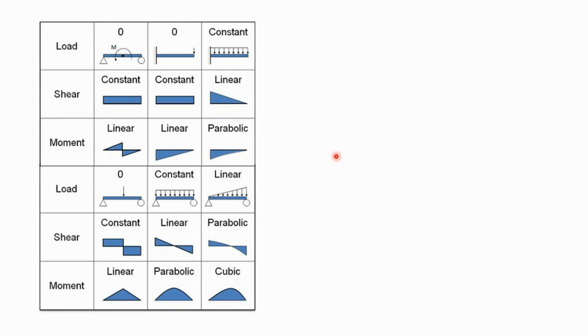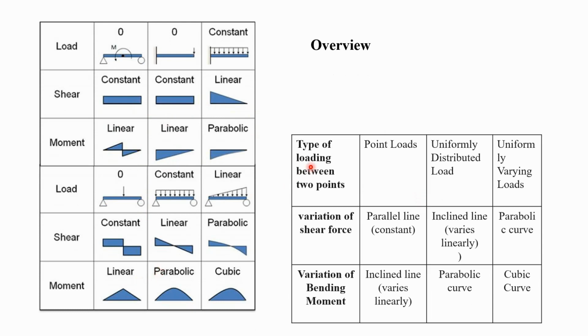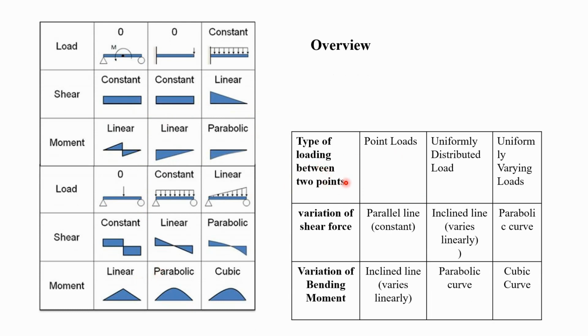So this is an overview again of the variation of shear force and moment. These are the types of loading between two points. If you have point loads, the variation of shear force will be a parallel line, and the variation of bending moment will be a linear line. If you have a uniformly distributed load, then the variation of shear force is a linear line and the variation of bending moment is parabolic. Then if you have a uniformly varying load, the variation of shear force is parabolic and the variation of bending moment is a cubic curve.